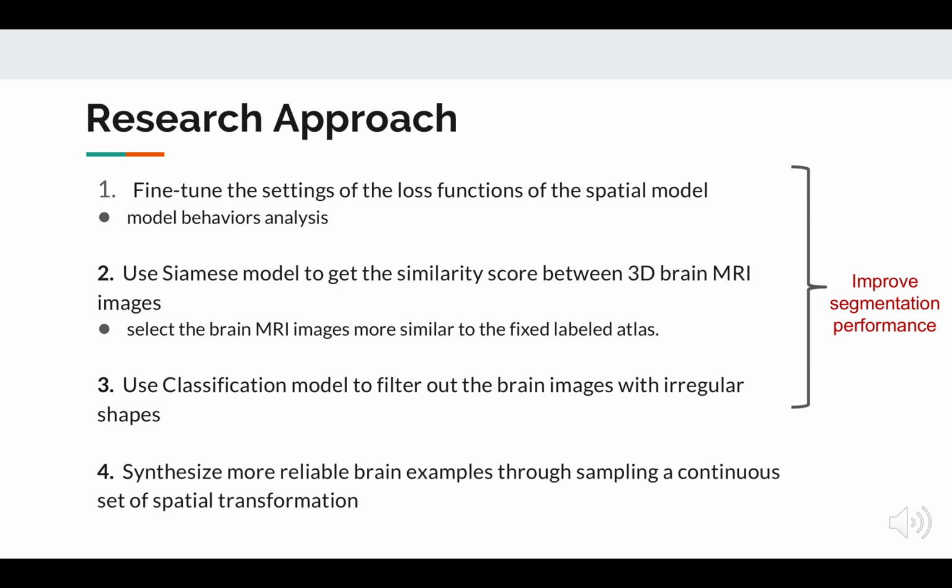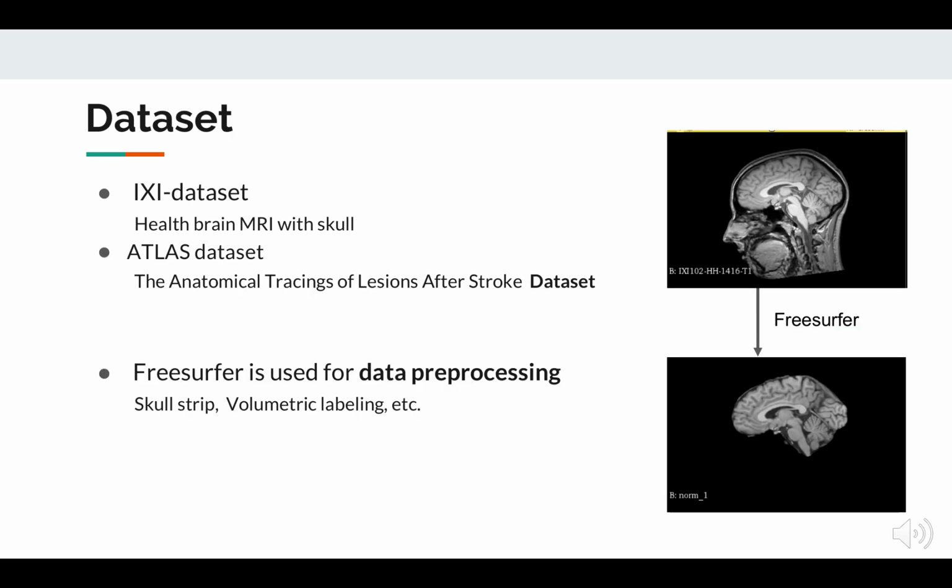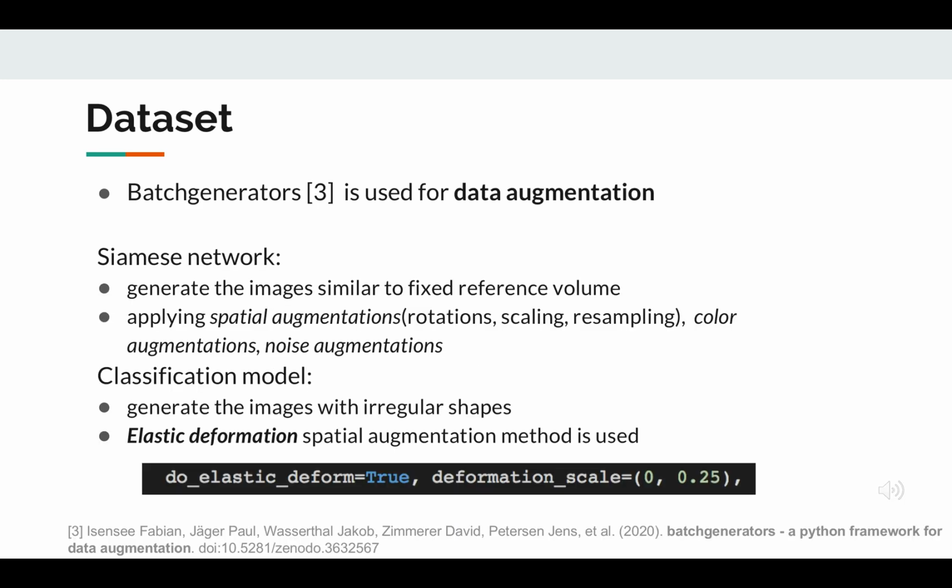spatial transformations. For our project, we use the IXI dataset for healthy brain images, and we use the Atlas dataset for lesioned brain images. FreeSurfer is used for data preprocessing, and it performs tasks like skull stripping and volumetric labeling. Batch generators is used for data augmentation. It generates the images which are similar to the fixed reference volume for the Siamese network, and it generates the images with irregular shapes for the classification model.